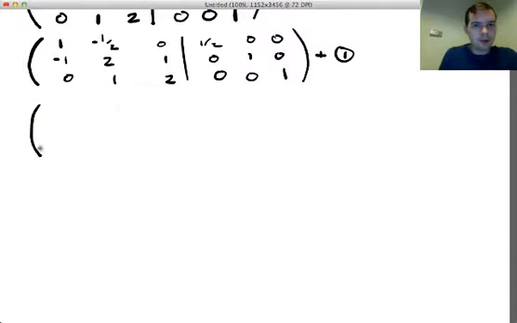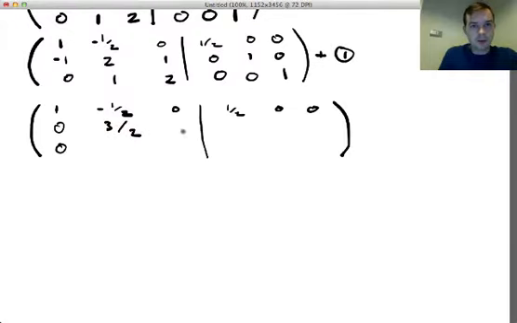So now we're going to add a copy of row 1 to row 2. And what do we get? Of course, that clears out my column completely. When I add a negative 1/2 to 2, I get 3/2. I still have a 1 here. 1/2, 1, 0, 1, 2 is still here. 0, 0, 1. And now this is my new pivot entry, that 3/2, and so I have to multiply the row by 2/3.